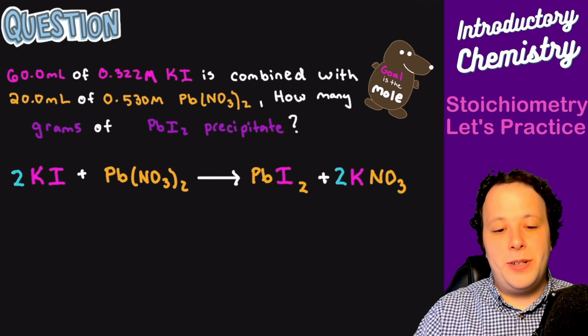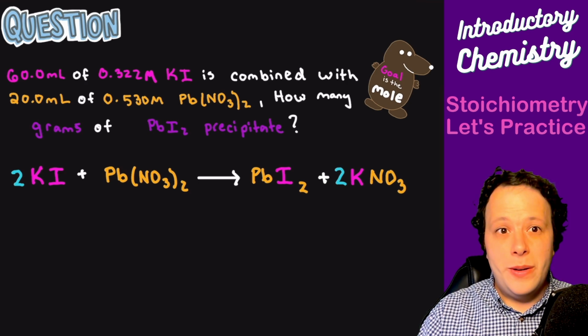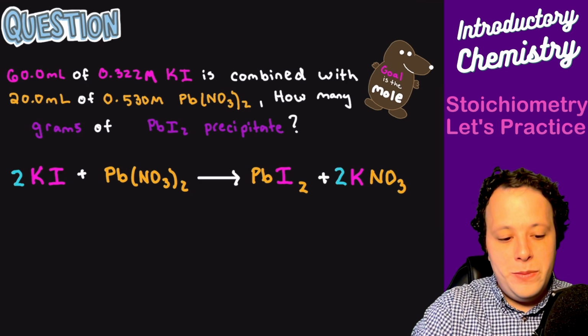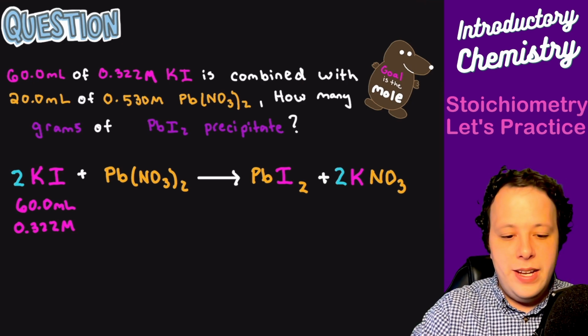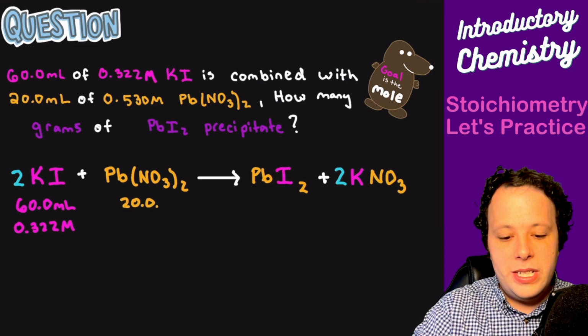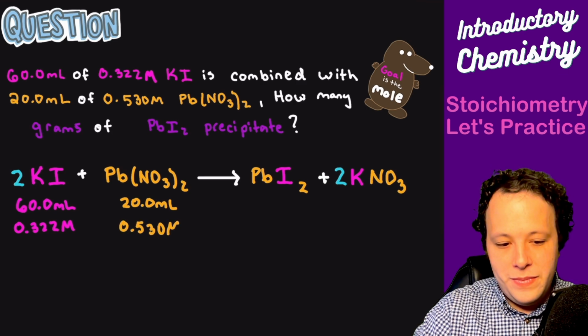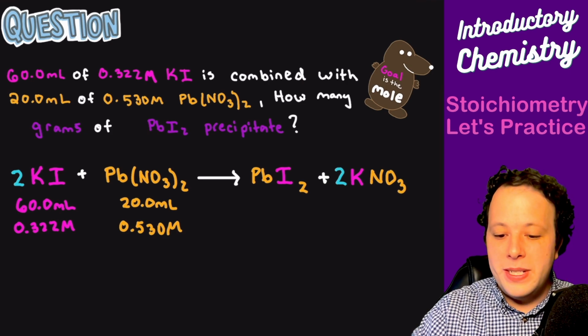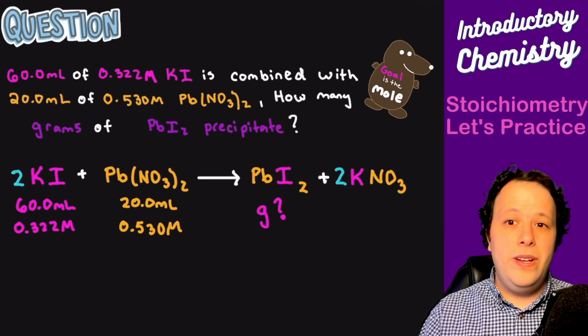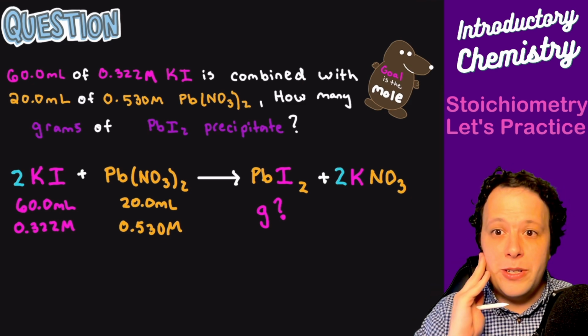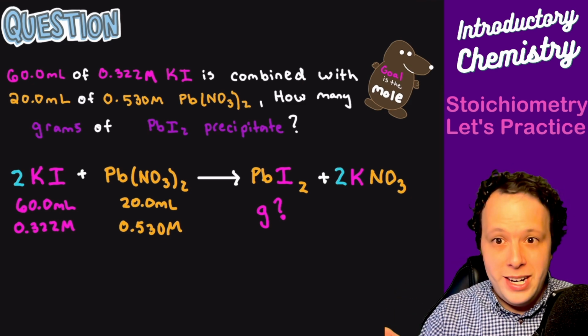All right, the next thing that we're going to do is write out all the pieces of information that we have. We were given our volume, which was 60 milliliters of KI and a molarity of 0.322 molar. Then we have lead nitrate, which was 20 milliliters with 0.530 molar. And we want to know how many grams of lead iodide are going to be made. Now, one thing you might notice is when it comes to solution stoichiometry, you need to do both the volume and the molarity to get the moles.